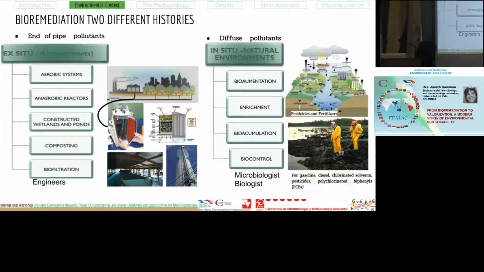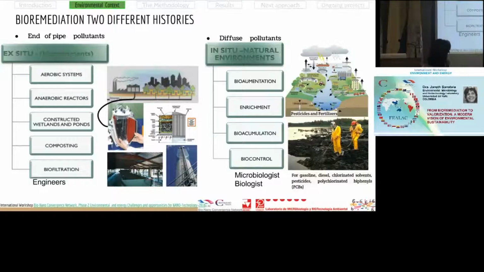Nevertheless, another context of bioremediation that does not appear associated to the term bioremediation and today is considered part of the study of bioremediation is the production of pollutants that we call in the end of a tube. We highlight characteristics of these two types of pollution.